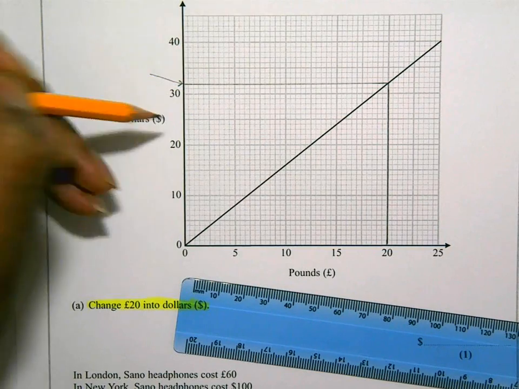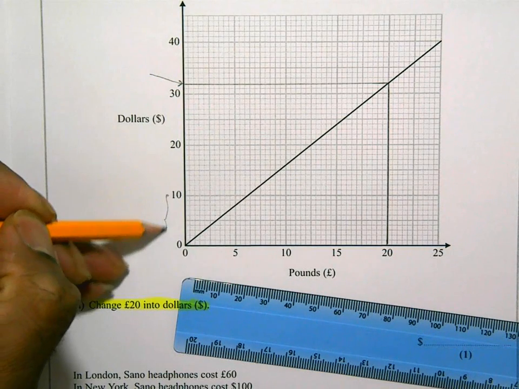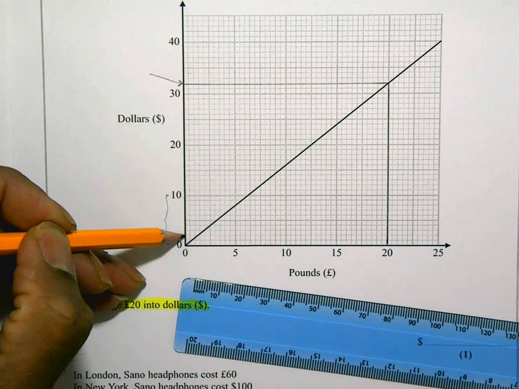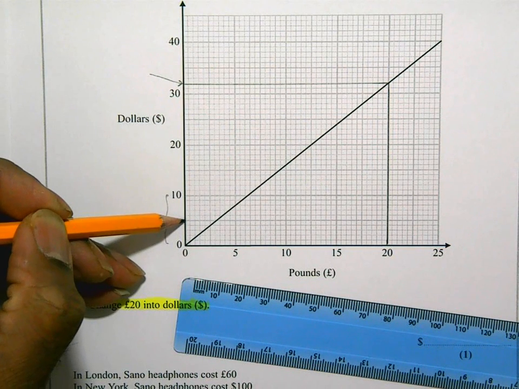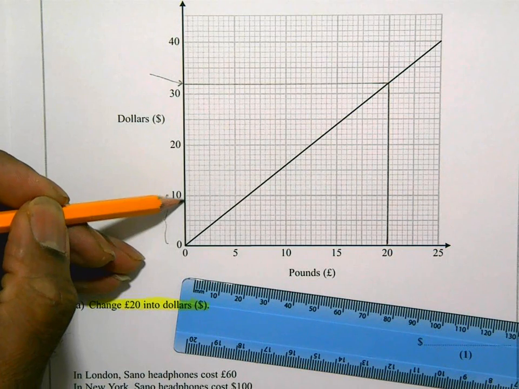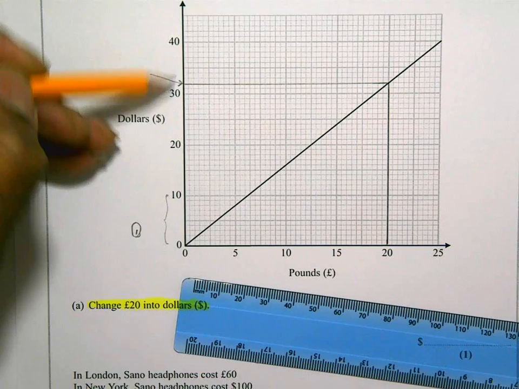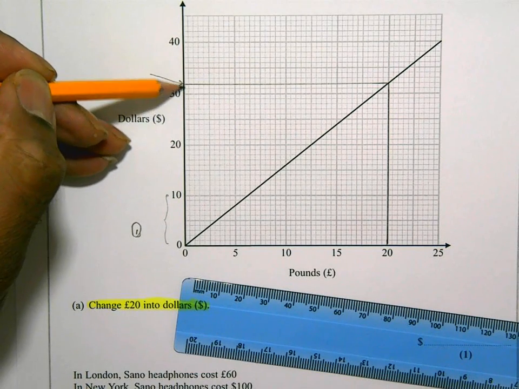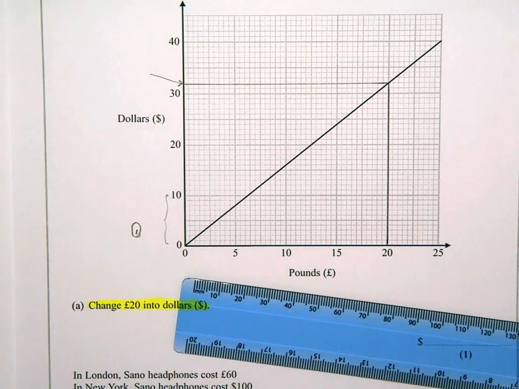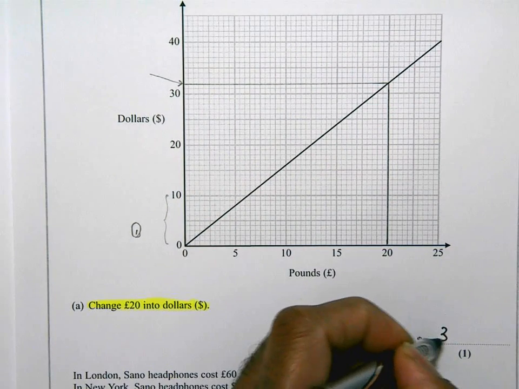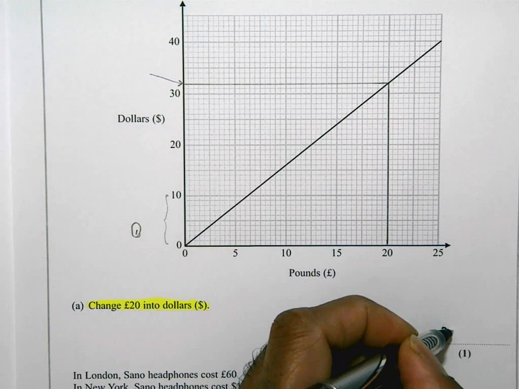Now it's really important to understand what the scale is. So going from 0 to 10, there are 1, 2, 3, 4, 5, 6, 7, 8, 9, 10 tiny squares. So each tiny square is going to be worth 1. So if it's 30 up to there, that's 1, 2, so that's 32. So 20 pounds is going to be $32.